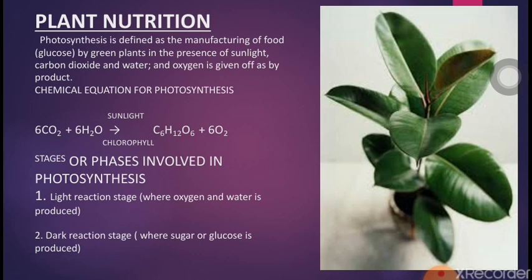We also have another term for plant nutrition, which is chemosynthesis, the production of food using chemicals, and this is common among bacteria or other microorganisms that do not need sunlight to manufacture their food.